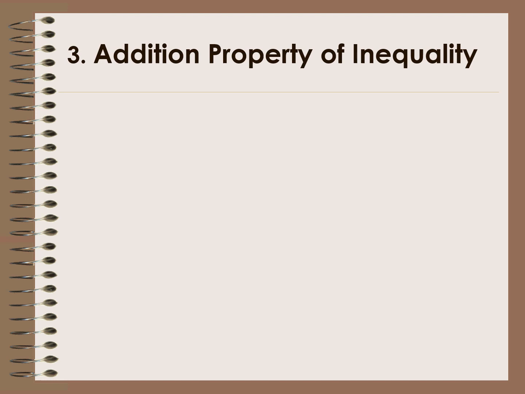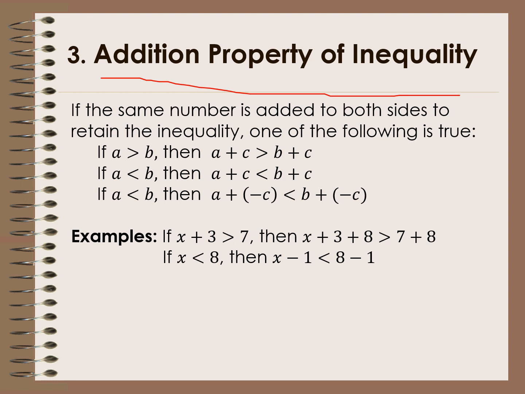Okay, let's have another one. Addition property of inequality. For addition property of inequality now, what's the difference between addition property of equality and addition property of inequality? Let's try to discover here. Okay, if the same number is added to both sides to retain the inequality, one of the following is true. So if A is greater than B, then what did we do? We added C on both sides of the inequality, I should say. So if A is greater than B, then A plus C is greater than B plus C.